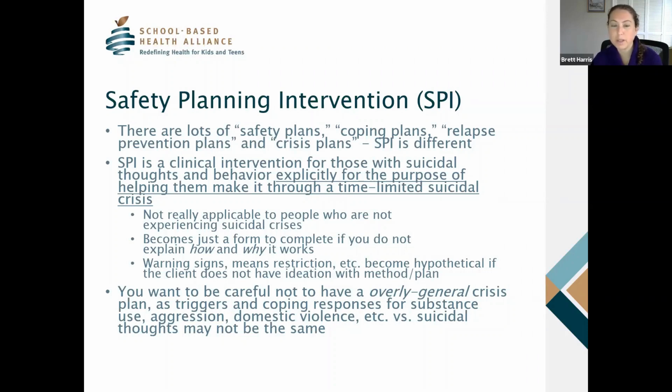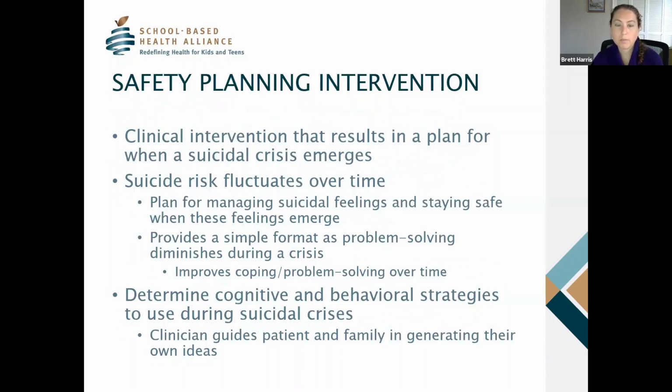So we want to make sure they're open and honest about these, and that this safety plan is something that will work with them. And we don't want to have an overly general crisis plan, because the triggers and the responses could be different. If you have a safety plan, say for domestic violence or for substance use or aggression, it wouldn't be the same for when suicidal thoughts come up. As I said, suicide fluctuates over time, and we need to come up with a plan for managing these feelings and staying safe.